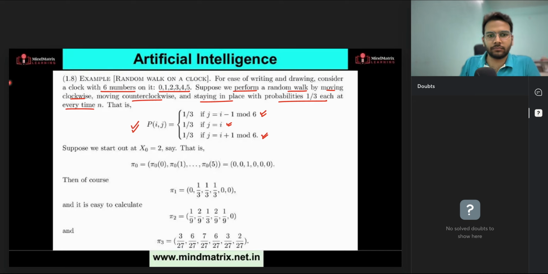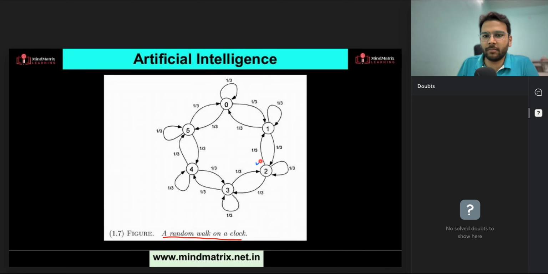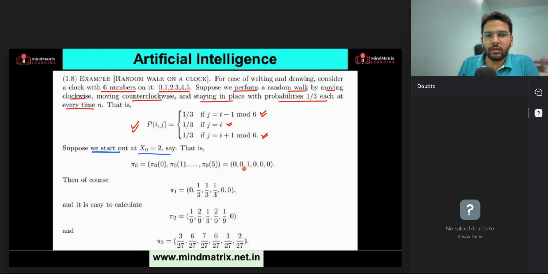Okay, good. So now what else is it saying? Suppose we start at x0 is equal to 2. So it is simply saying, let's start from state 2. Now, if you start from state 2, let's say this is the vector, the initial distribution pi is given to you. So pi 0 means the initial distribution, that means the initial state from where you can start. This is the initial probability distribution given to you, 0, 0, 1, 0, 0. As it is saying that you are starting from 2, let's say this is the pi vector.